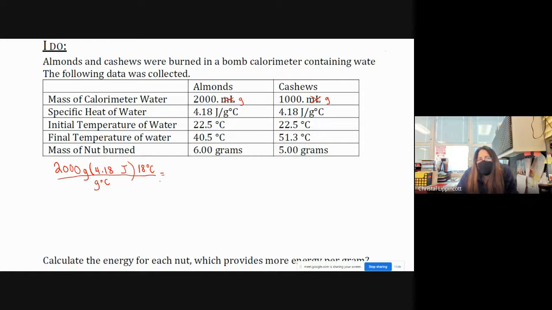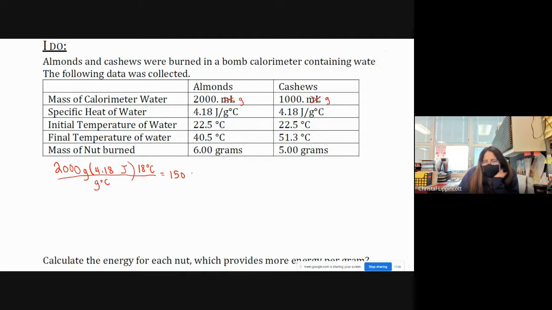So you calculate this out. What do you get? You actually have a calculator as opposed to me. 2,000 times 8,000 something joules. 150,480.